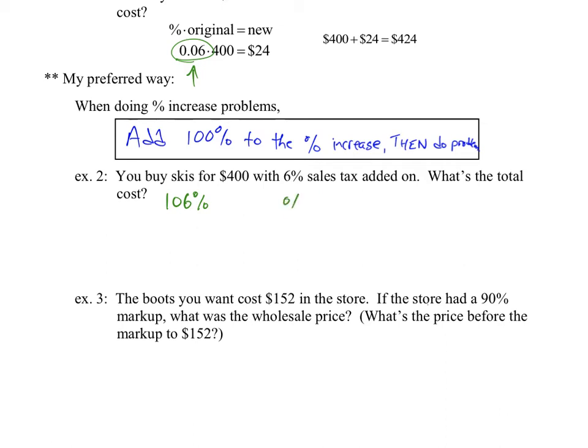Perfect. So when we did percent times the original equals the new, for that percent, I'm just going to put in 1.06. I'm going to multiply that by 400. That's my original cost. And in one step, I'm going to find out what's 106%. So it would give me $424 if I punch that into my calculator.